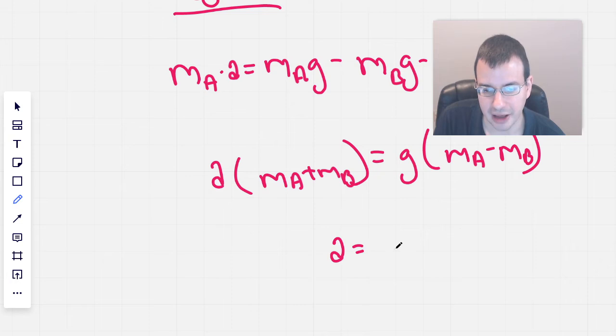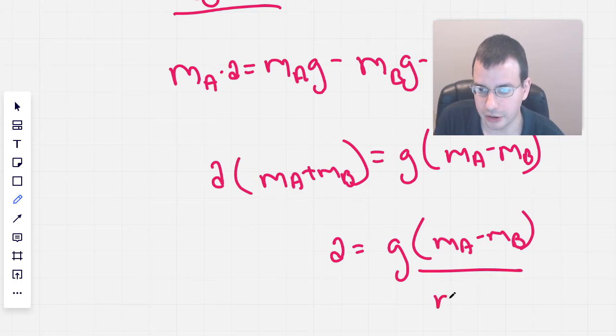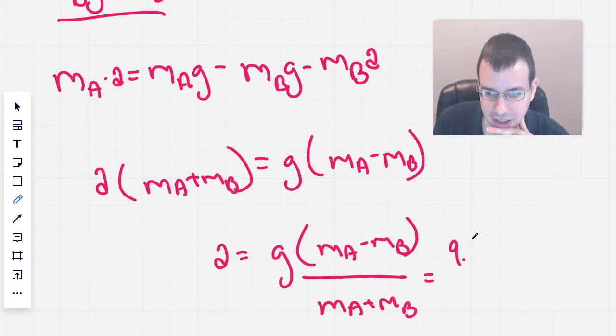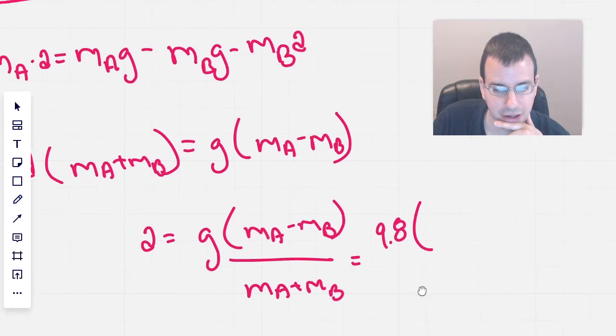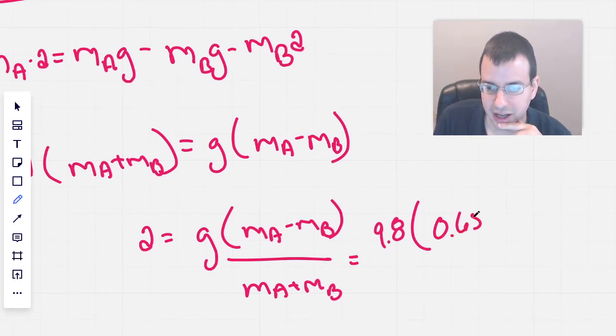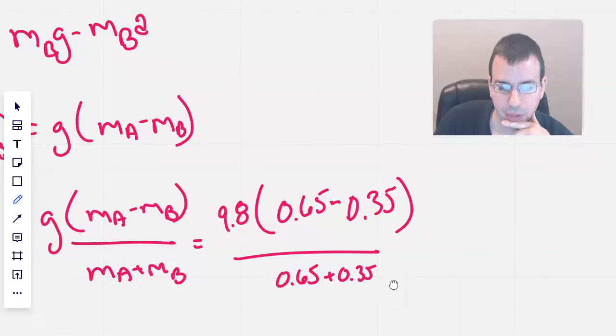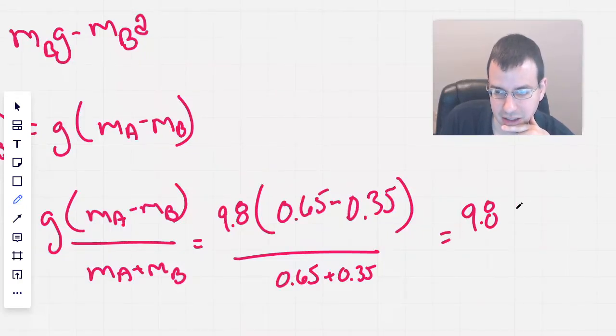Then, one more solving, we have a equals gravity times mass A minus mass B, all over mass A plus mass B. Plugging numbers into this, A was 0.65 and B was 0.35. So we have gravity, which is 9.8, 9.81, similar. So we have 0.65 minus 0.35, all over 0.65 plus 0.35. On the top we're going to get 0.3. So 9.8 times 0.3 all over 1.